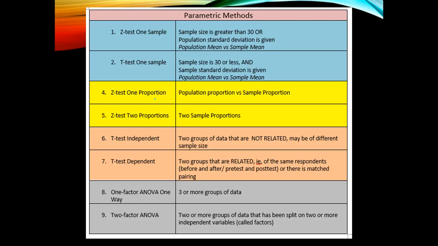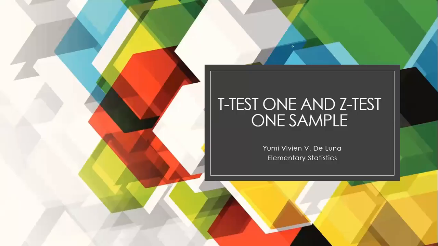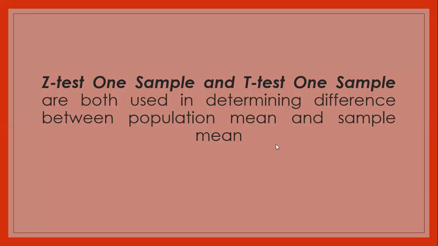And then we also have z-test 1 proportion, z-test 2 proportions. Okay, and then under t-test, t-test independent, t-test dependent. So nandito po sa right side kung kailan natin siya ginagamit. And of course, you have the 1-factor ANOVA, 2-factor ANOVA. Okay, so these are the different parametric methods. Okay, so now we go to t-test 1 sample and z-test 1 sample. Okay, so we have the z-test 1 sample and t-test 1 sample.